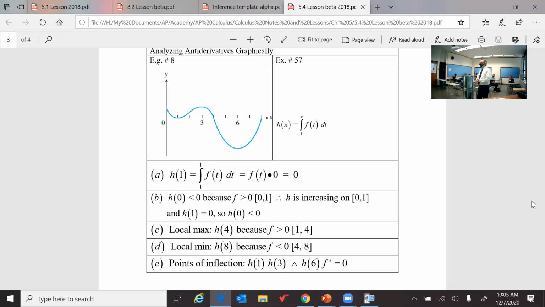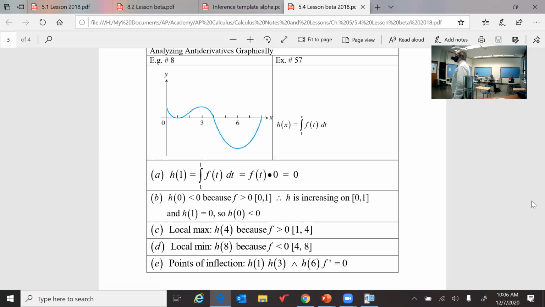Next thing, local max. Where's the local max of this graph? Are you ready? It happens at 4. Why? Because the parent graph is going up between 1 and 4. Then it begins to go down. So the local max is 4. Where's the local min? It's at 8, because the graph is going down until you get to 8, because the derivative is below the x-axis.